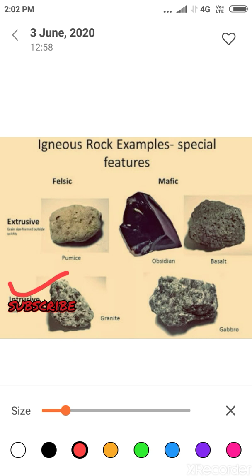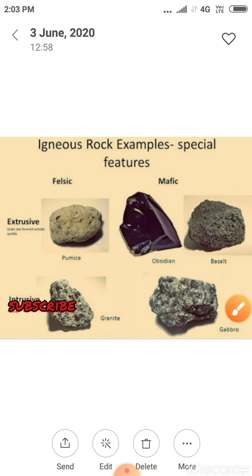Let us come to the next topic, extrusive rocks. When the molten lava comes on the earth's surface, it rapidly cools down and becomes solid on the crust. These rocks are called extrusive igneous rocks. They have a very fine grain structure. For example, basalt. The Deccan Plateau is made up of basalt rock. These are more examples of these rocks.